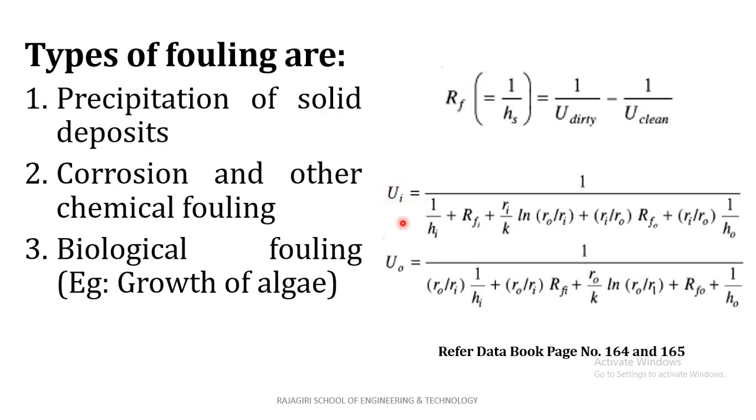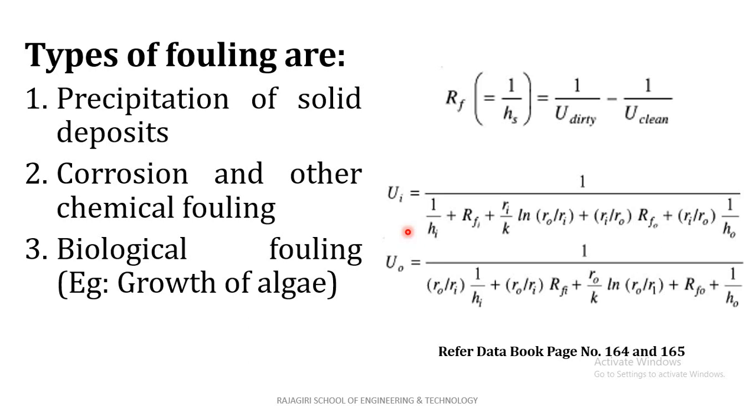So in the equations of the overall heat transfer coefficient, we consider this fouling at the inner surface and outer surface, and you will get the equations of the inner surface overall heat transfer coefficient and outer surface overall heat transfer coefficient, like this. These equations you can find in the data book, page numbers 164 and 165. In page number 164 you will get a table.